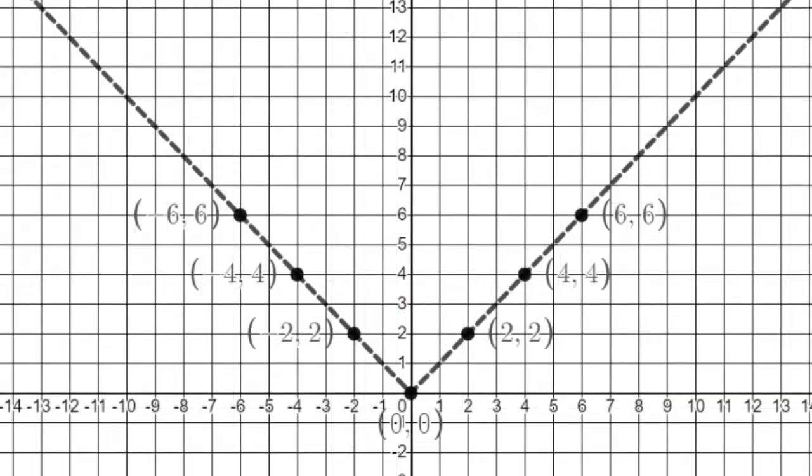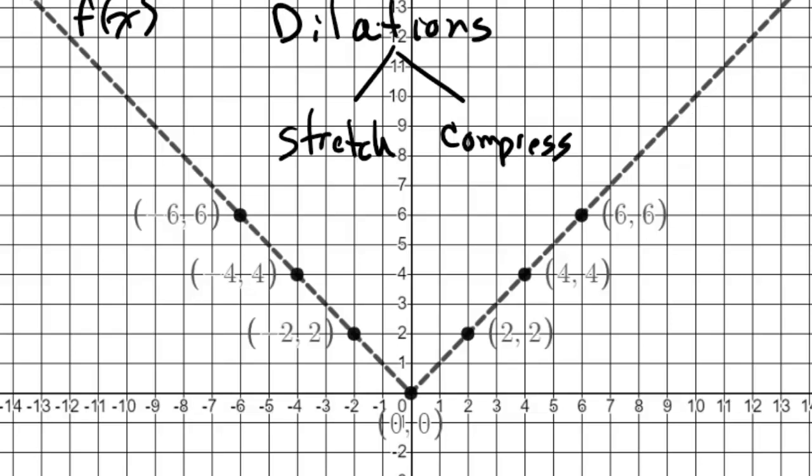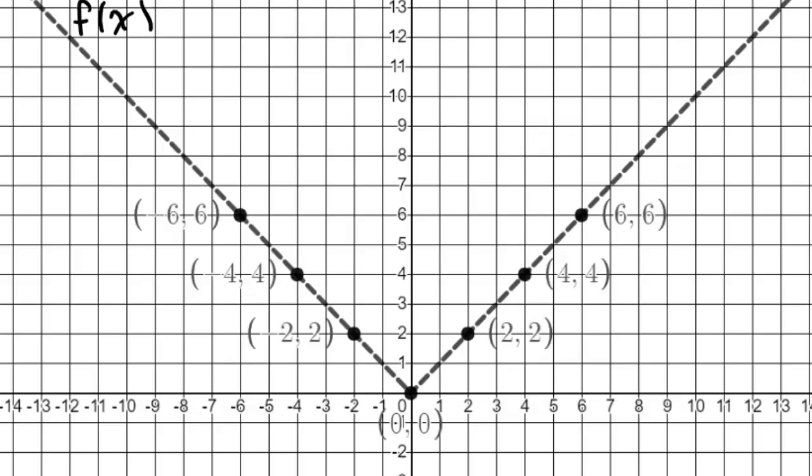Okay, so the next one we're going to do is dilation. So I still have my f of x here. So dilations. And dilations are types of stretches or compresses or shrinks, if you want to call them that. And then we have vertical and horizontal effects as well. Okay, so let's try some, and I'll explain a little bit more as I go.